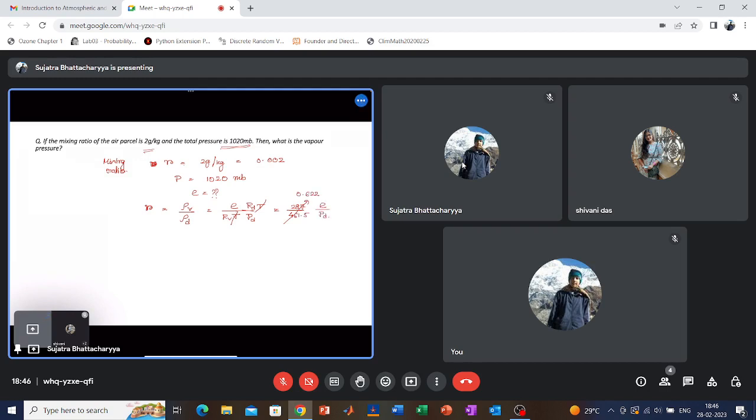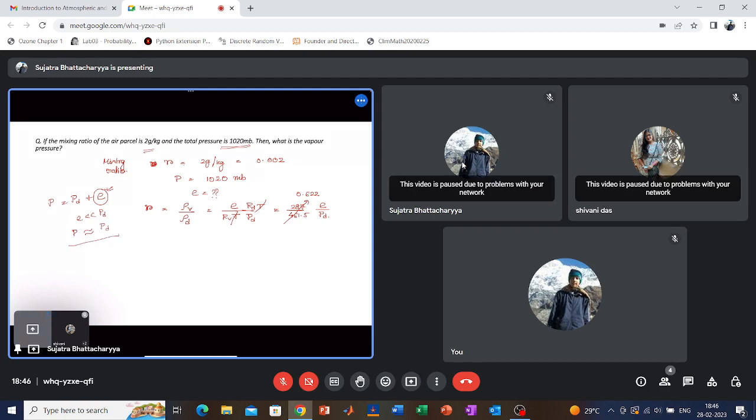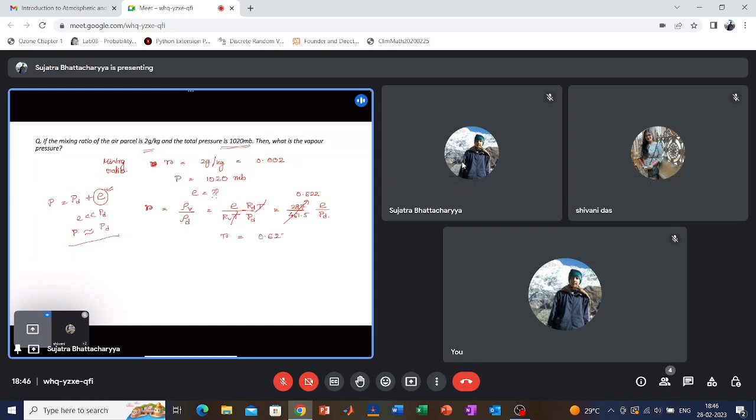Okay. Now we have already seen that the total pressure is pressure by dry air plus pressure by vapor, and I have already known that this E is very small compared to P_T. Therefore P, the total pressure, can be approximately equal to P_d. That is what we use here. Therefore R can be written as 0.622. Sometimes this 0.622 is denoted as epsilon.